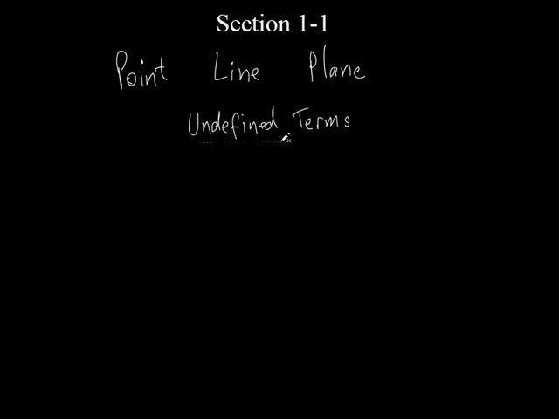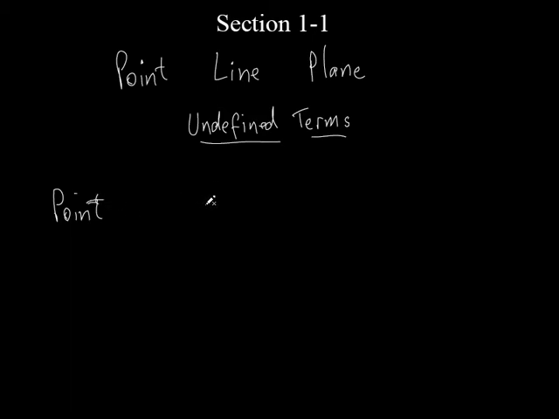Okay? So undefined terms. Those are three undefined terms, point, line, and plane. First of all, let's talk about a point. This isn't really a true definition. It's just a description of it, but it's a place. It's one location in space. Okay, that's what a point is. Again, I said they're undefined terms, so it's not really a definition, but it just explains what it means. Maybe that is a definition, but it's just one place.